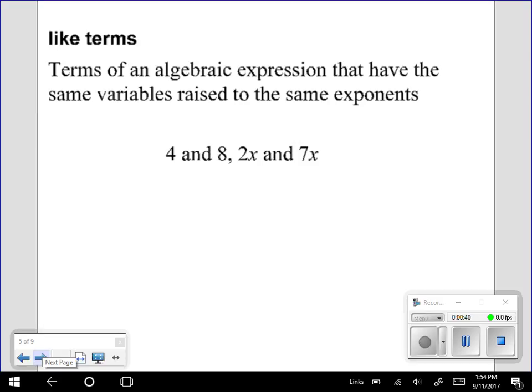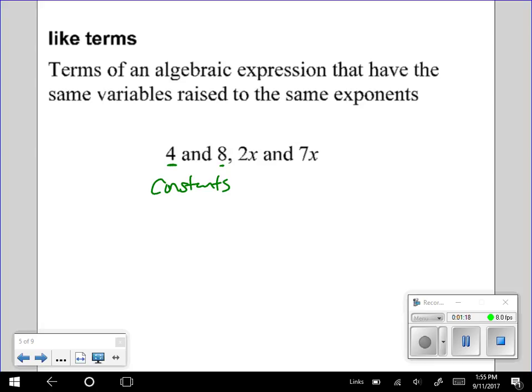First thing, we have to know what like terms are. Like terms are terms of an algebraic expression that have the same variables raised to the same exponent. So you'll notice 4 and 8 are considered like terms. Well, let's think about our definition. Terms of an algebraic expression that have the same variables. Well, these don't have variables. So to say they have the same variables is pretty true because neither of them have one. We would consider these constants, but they are like terms when we have constants.